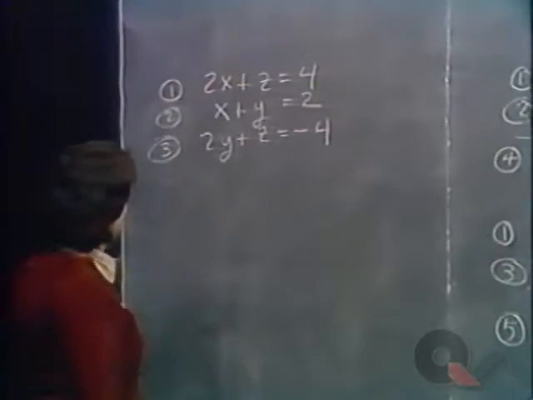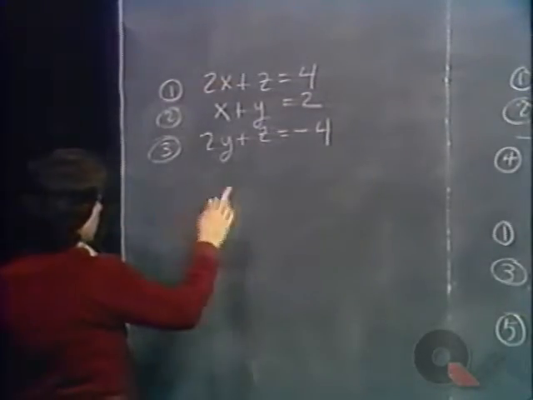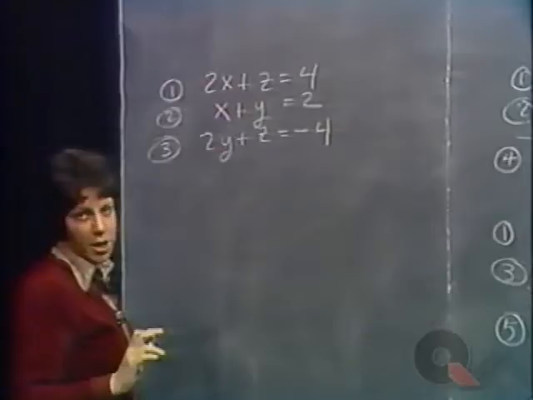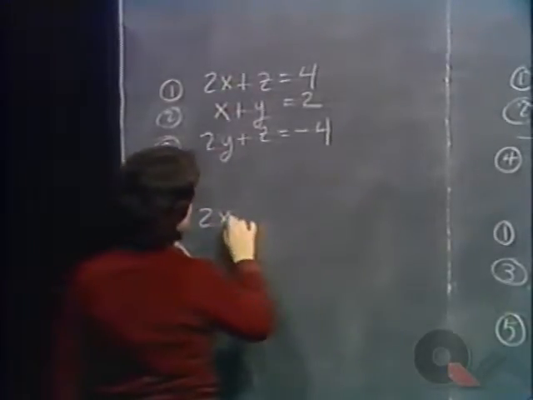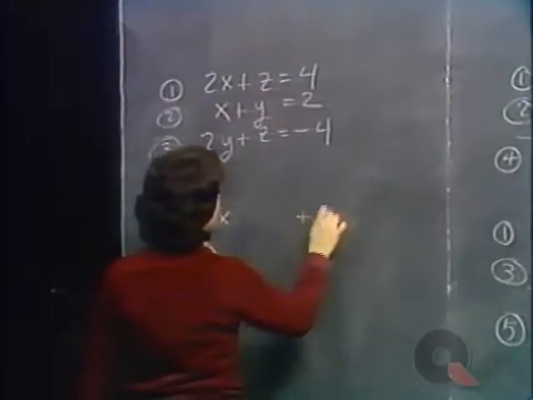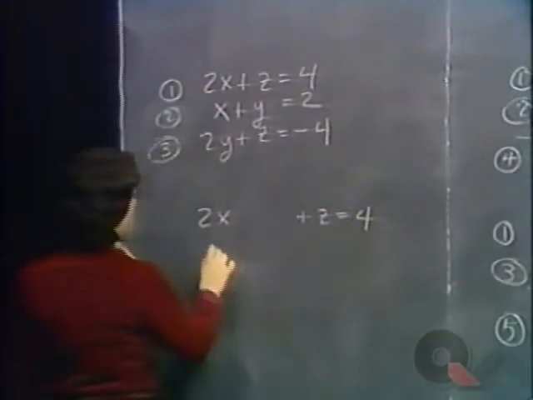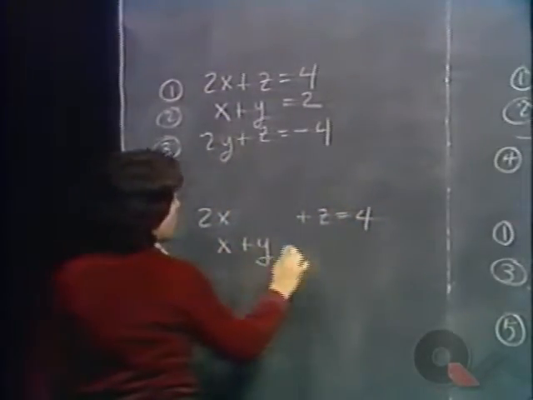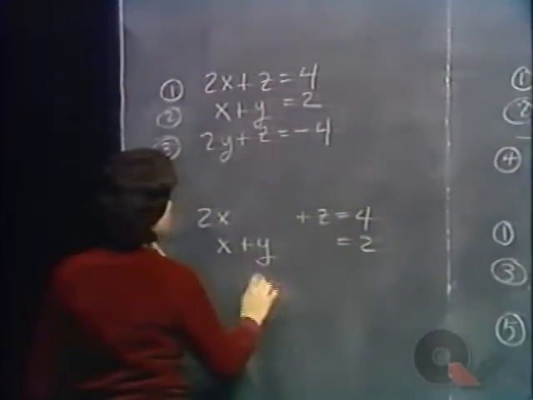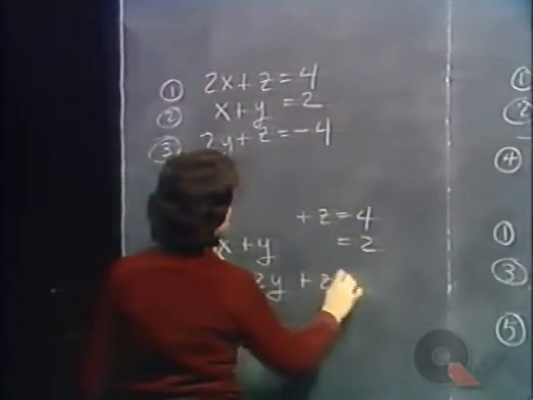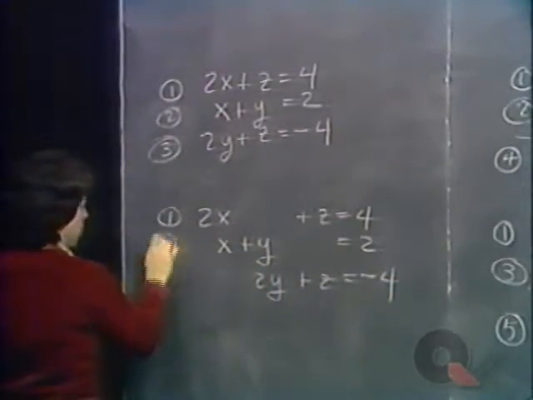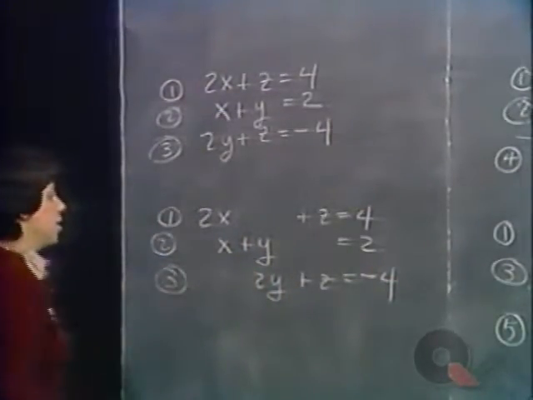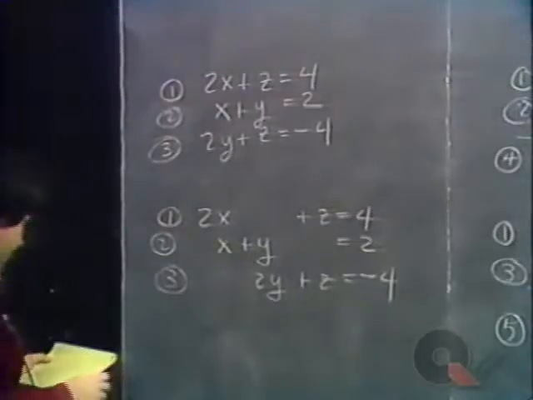The first thing I would suggest doing is to rewrite the equations so that the variables are lined up under each other. In other words, 2x, leave space, plus z equals 4. x plus y equals 2, and 2y plus z equals minus 4. These are equations 1, 2, and 3. This helps us to recognize exactly what we have.